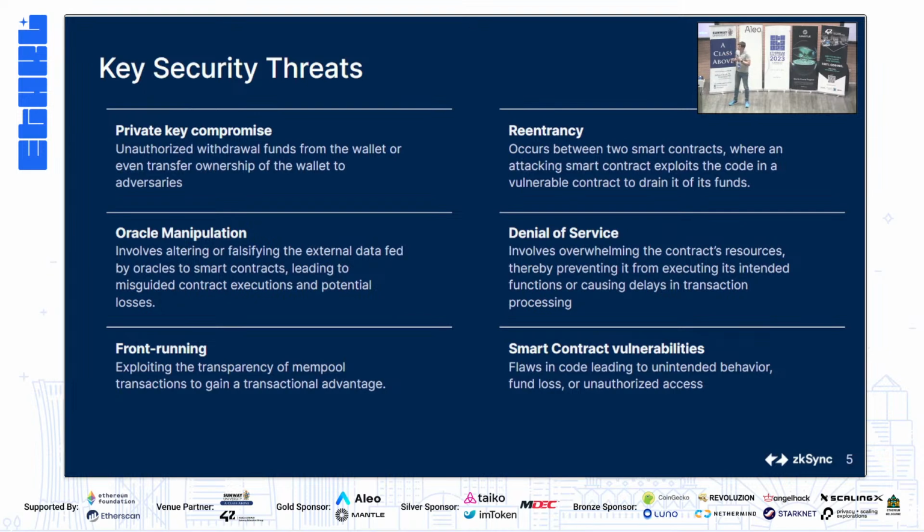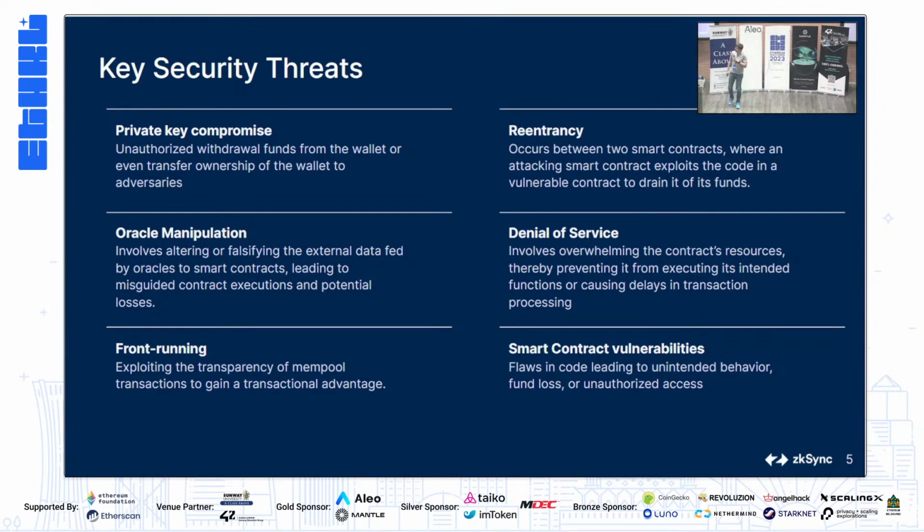Oracle manipulation. Smart contracts are always fed with external data, and this data is provided by the oracle. So if somebody can manipulate this data, he can manipulate the contract itself, and this contract might behave in any unintentional way. Denial of service is one of the popular and probably the easiest attacks to implement, when the attacker just overwhelms the contract's functions or resources, so the contract functions are blocked, or it just responds with delays.